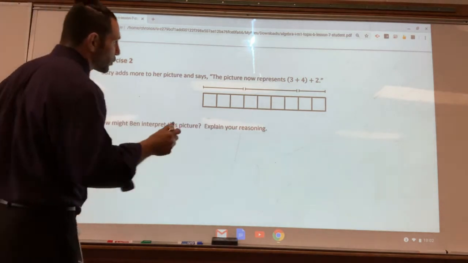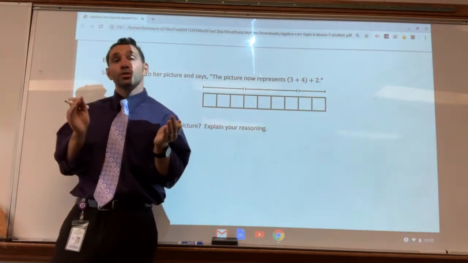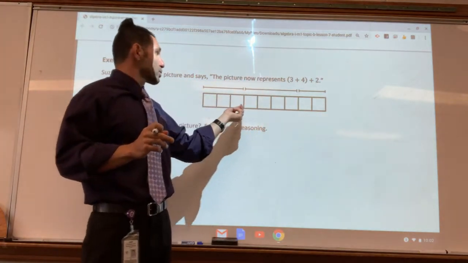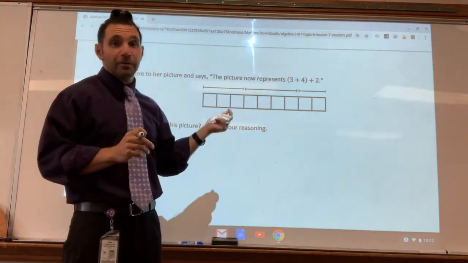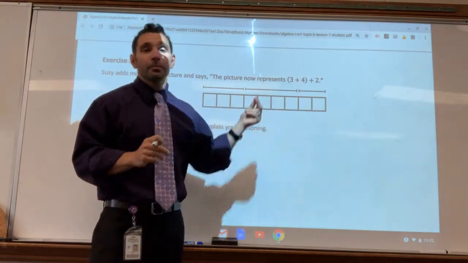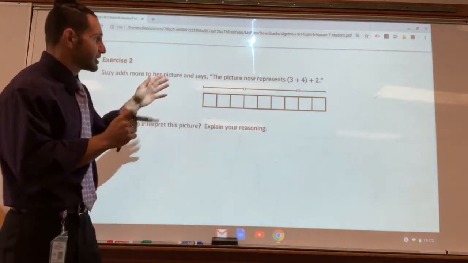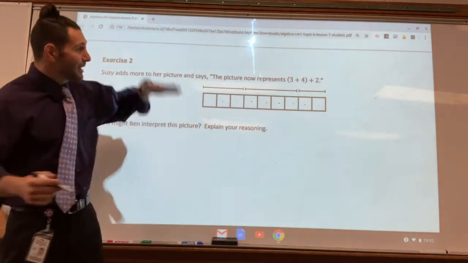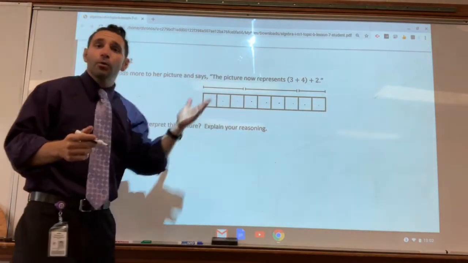So when we have 3 plus 4 plus 2, you need to show what you want to do first. In this case, we have 3 plus 4. This is what Susie, me, wanted to add first. 3 plus 4 is what gives us 7 plus the extra 2, which is 9. And we can see that 1, 2, 3, 4, 5, 6, 7, 8, 9. But again, Ben's on the other side of the table. So how would Ben see this?